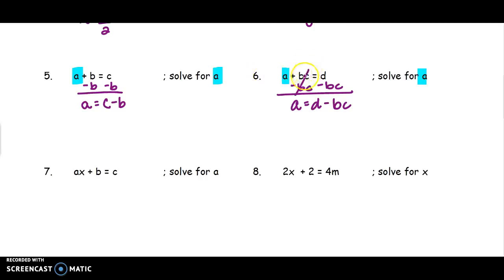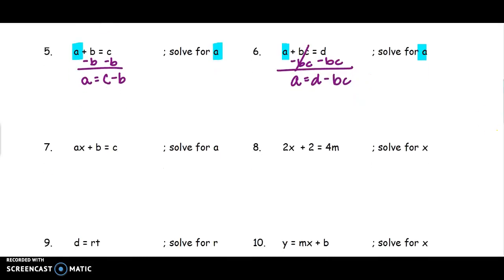In problem number 6, the variable we were trying to get alone was not included in that multiplication statement, b times c. So we were able to move it all by itself. But in a problem like number 7, the variable we're trying to get alone is attached to that multiplication problem. So we have to think about this as if we were solving a multi-step problem. Look to see if you can add or subtract first. So in this case, we can subtract our b. We need to get that ax alone.